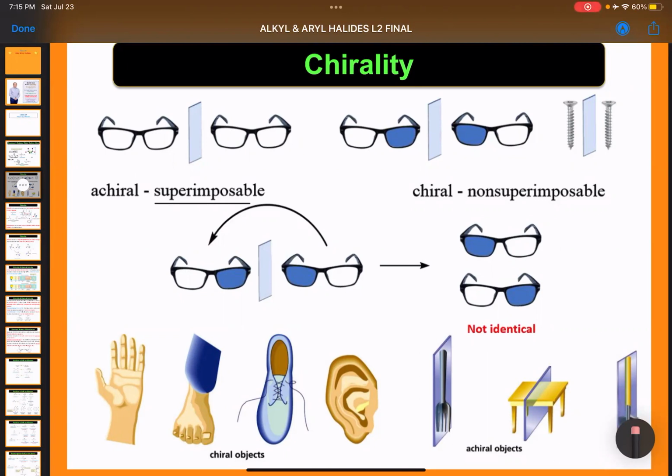So it means they are superimposed. They are not two objects. This is only one type of object. Okay, achiral is superimposable on its mirror image. Means it is only one.